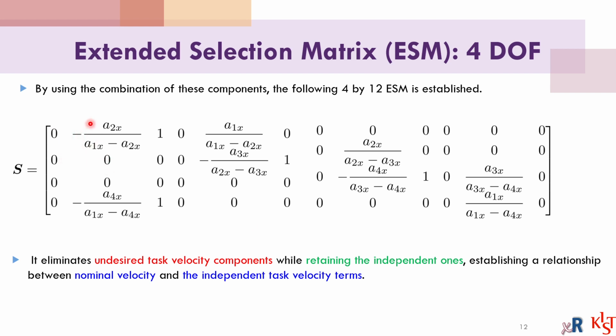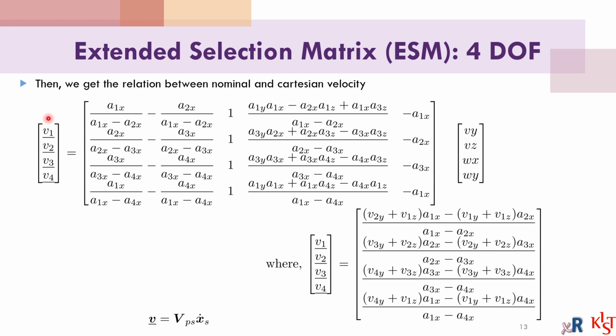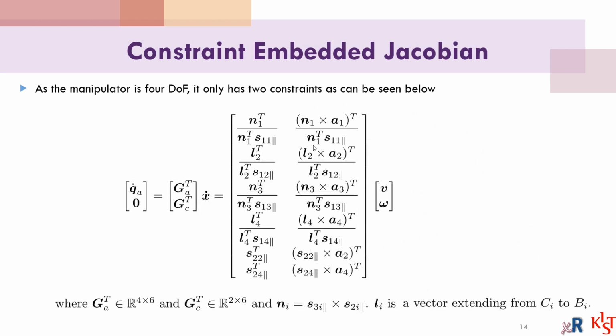As we can see here, this selection matrix comprises different coefficients than the usual selection matrix. Those coefficients are used to remove the unwanted moving plate velocities and retain the independent velocities. By using this selection matrix, we can establish the relationship between nominal velocity and independent task velocity of the moving plate. We can see that the nominal velocity is a combination of Viy and Viz with the coefficient that removes undesired motion. So here is the inverse Jacobian.